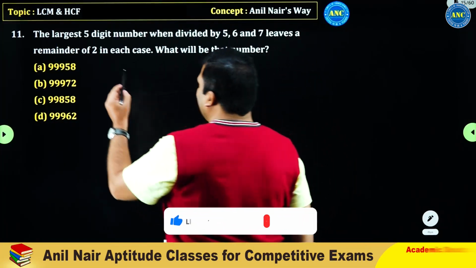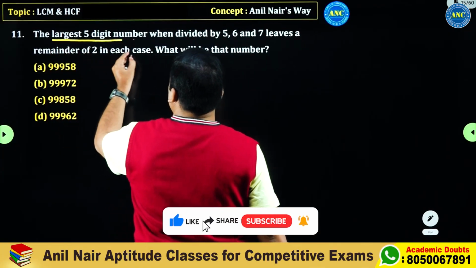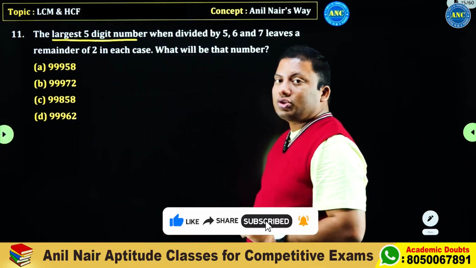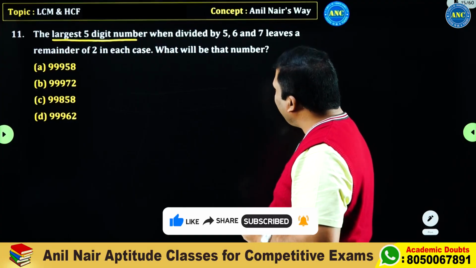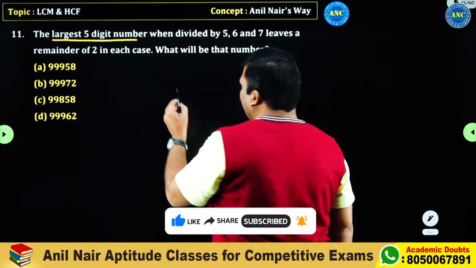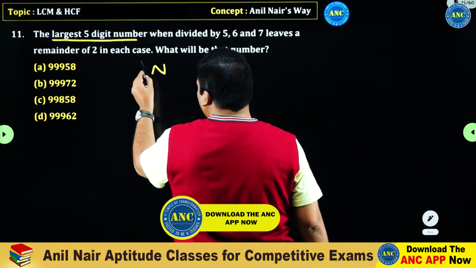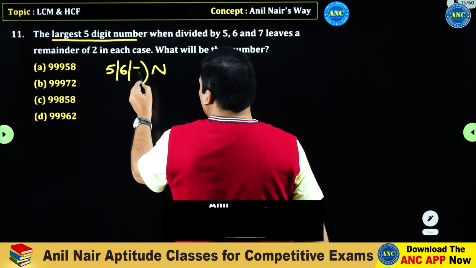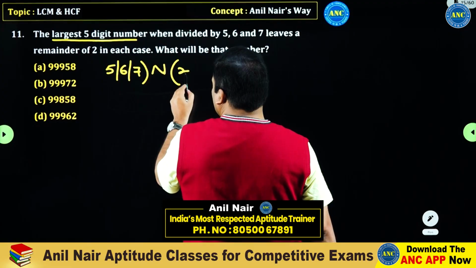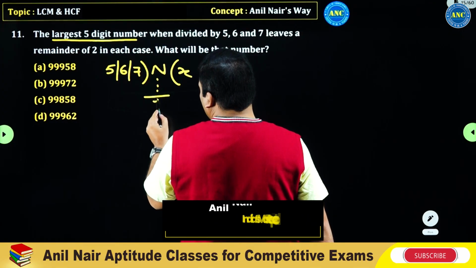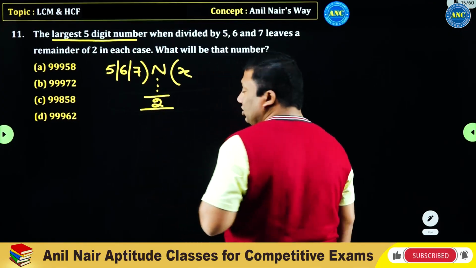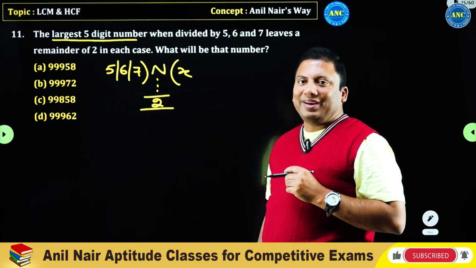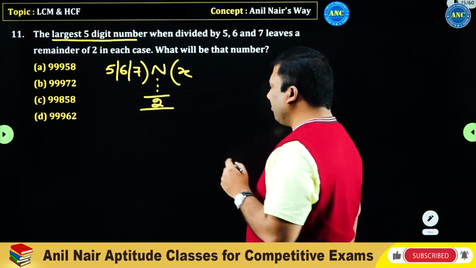We need the largest 5-digit number, which is maximum, and when it is divided by 5, 6 or 7, in all the cases the remainder is 2. What we need to determine is the dividend.